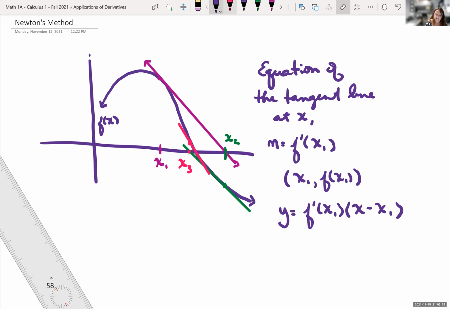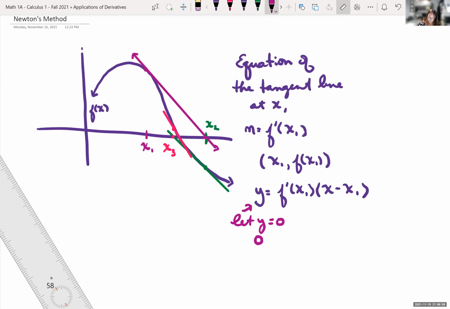But if we were looking at this equation of the tangent line, and we were trying to find when that was crossing the x-axis, that's when y equals 0. And so if I let y equal 0 there, let's solve for x. Okay, so let y equal 0. Let's solve for x. So plugging in 0 for y, then we have this is equal to the derivative at x sub 1 times x minus x sub 1.